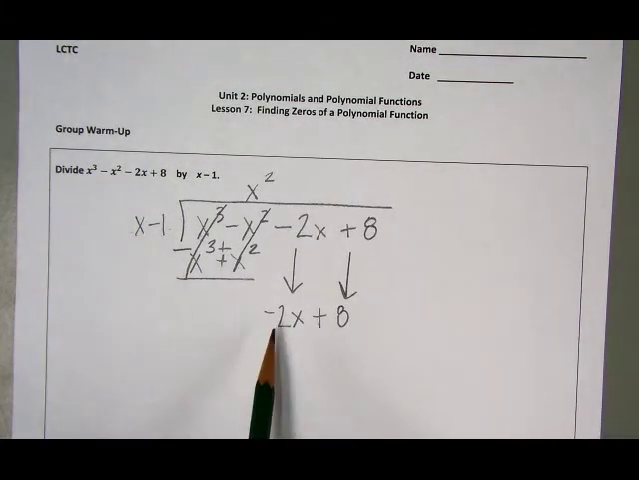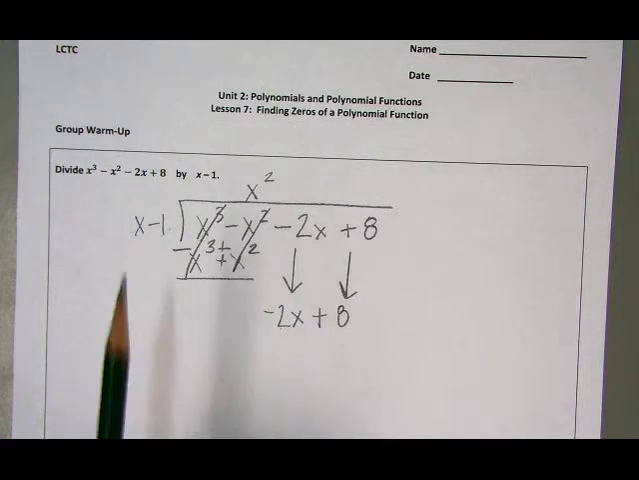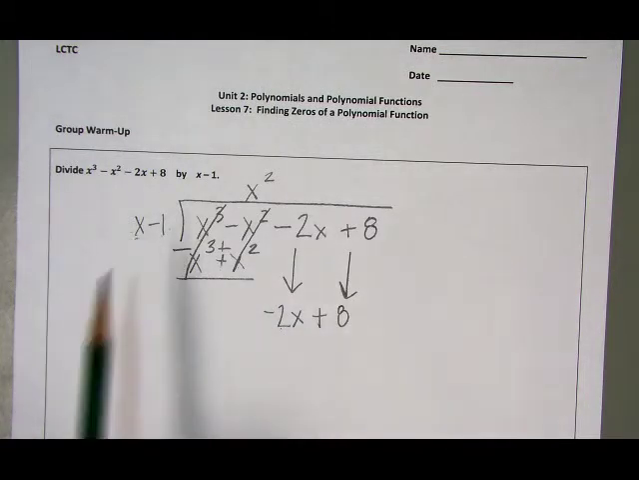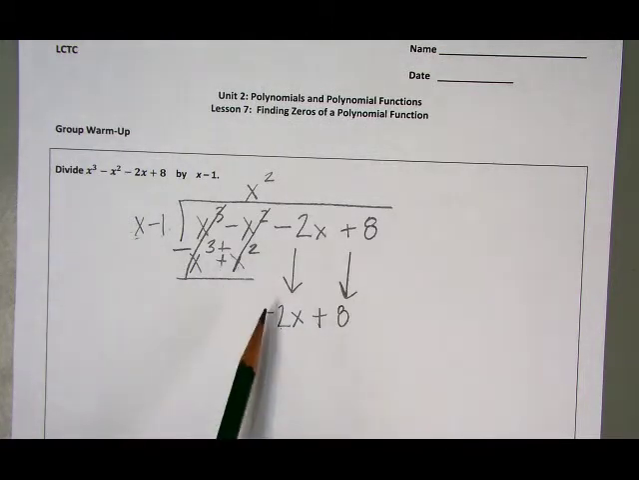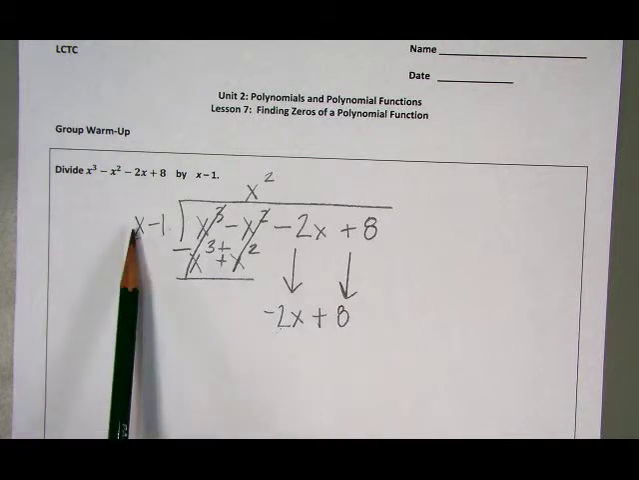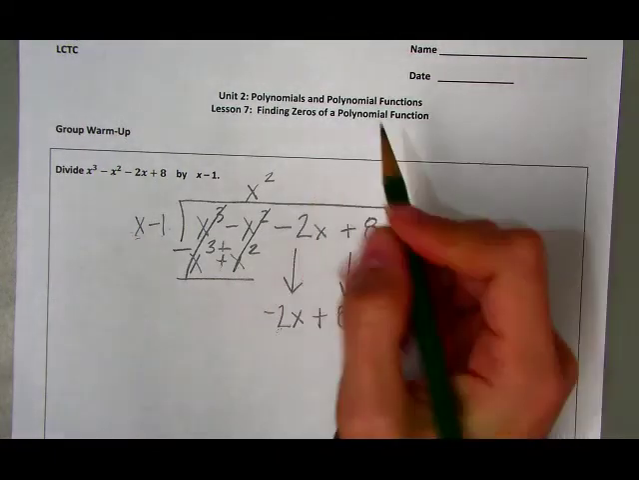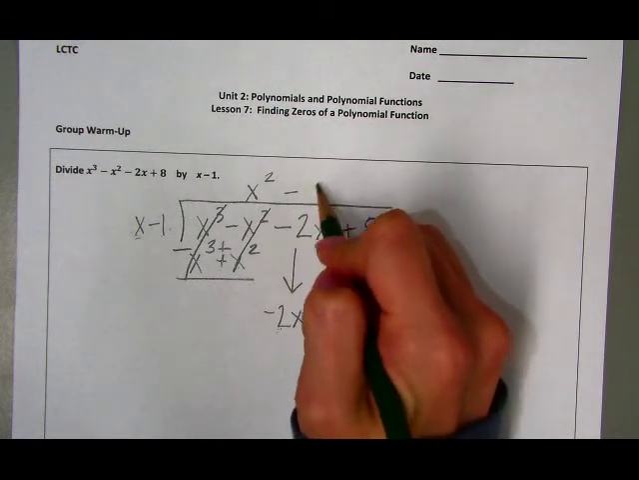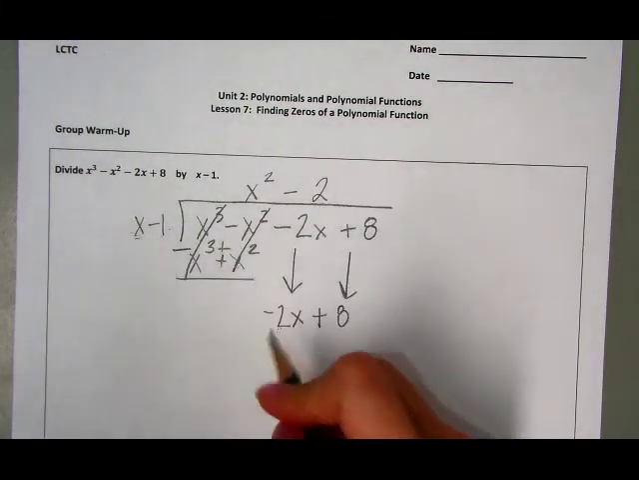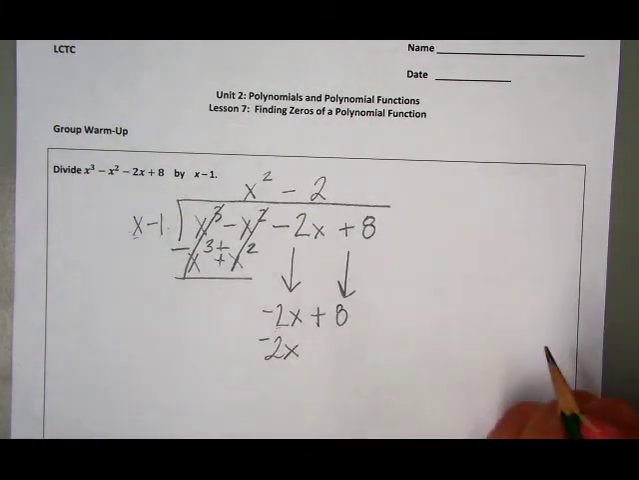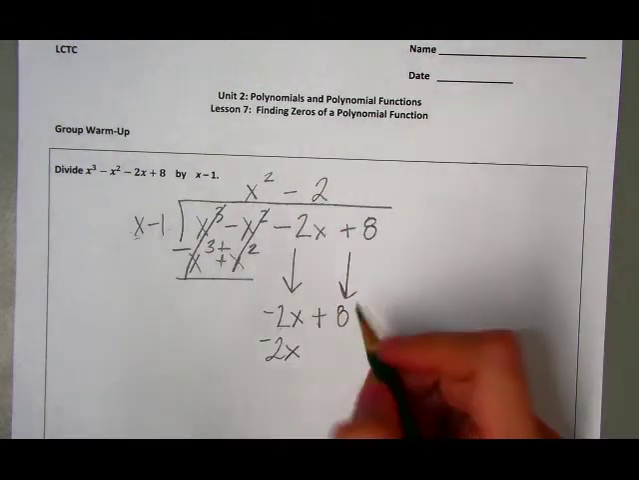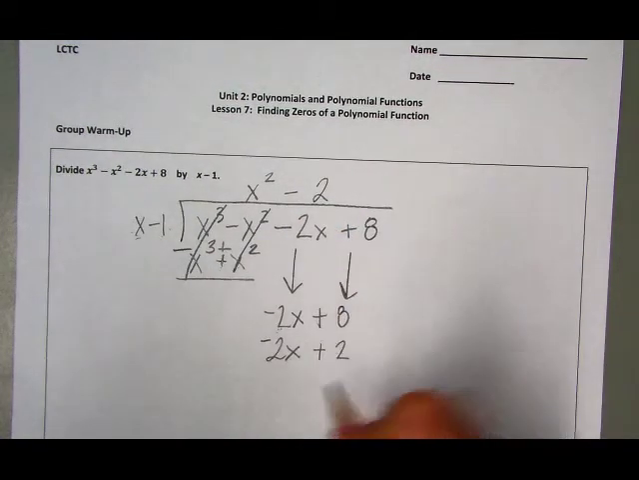Again, I start over. My leading term here is negative 2x. My leading x on the outside is x. So what part's missing? Well, I need a negative 2 with this x to give me what I have on the inside. So negative 2 times x gives me negative 2x. Negative 2 times negative 1 now gives me a positive 2.